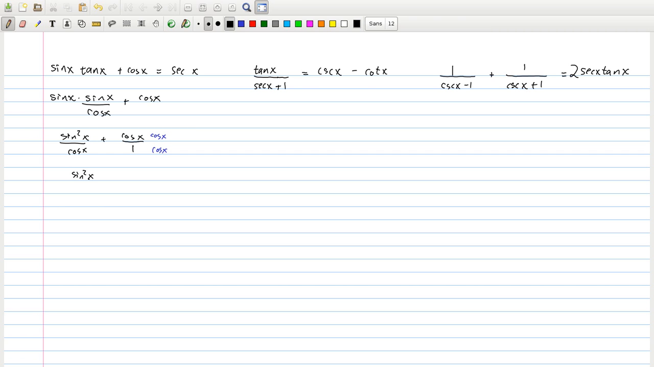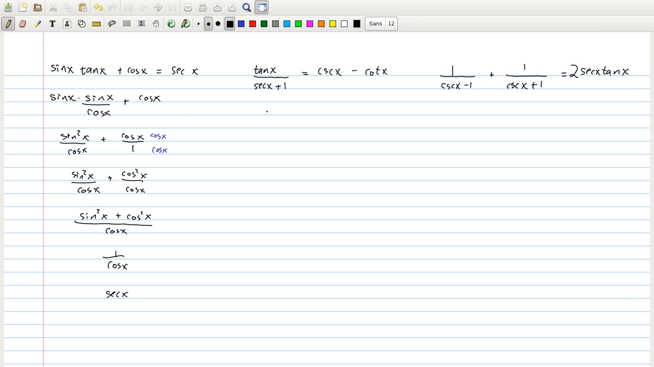This gives us sine squared x over cosine x plus cosine squared x over cosine x. These now have the same denominator, so we can combine these together as sine squared x plus cosine squared x all over cosine x. By our first Pythagorean identity, sine squared x plus cosine squared x is 1. And then finally, by a reciprocal identity, 1 over cosine x is secant x. So this verifies the first identity.